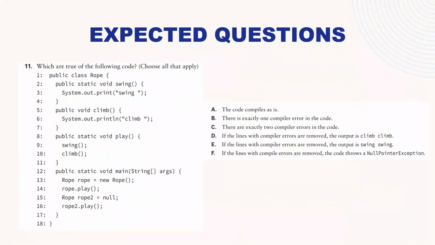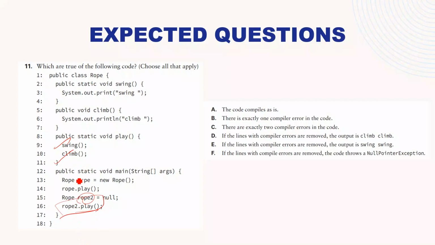Which are true of the following code? Let's read through the code. We have this class Rope over here, then a void swing, a static method, and then an instance method. Then there is public static void play, and we are calling these two methods, swing and climb. Then there is an instance of Rope, then rope.play, then rope2 equals null. We are setting the instance rope2 to null, and then we are calling rope2.play.